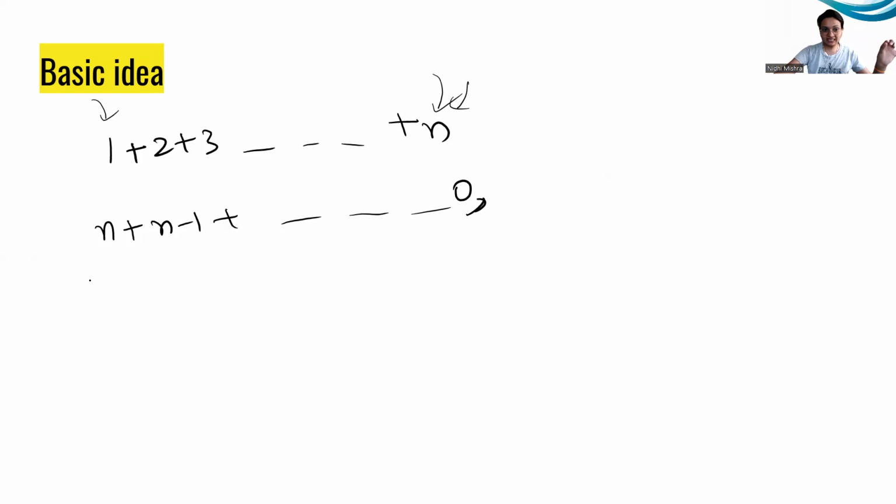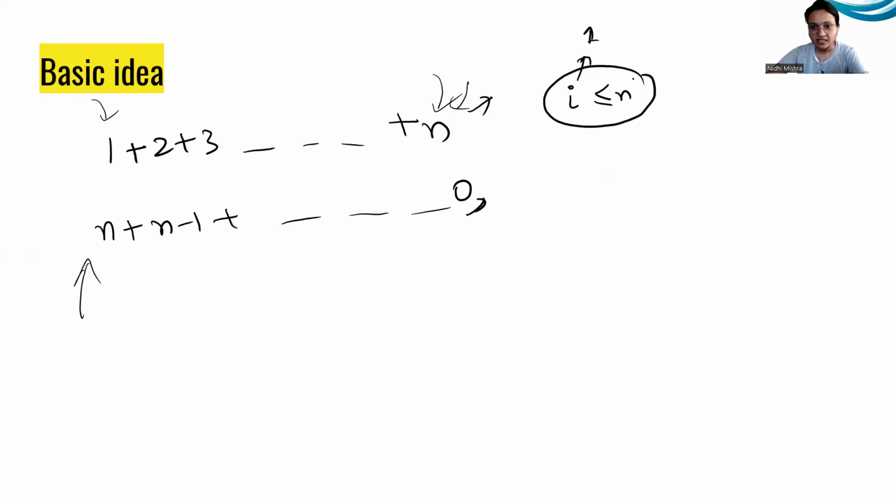And if you are taking this one, the function will take i, which is initialized with 1, and the condition will be i less than or equal to n. This is not a base case; this is the calling case. If i is greater than n, you will just return. This is the base case.